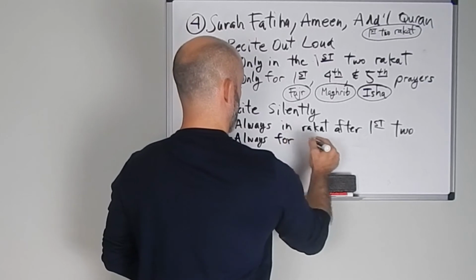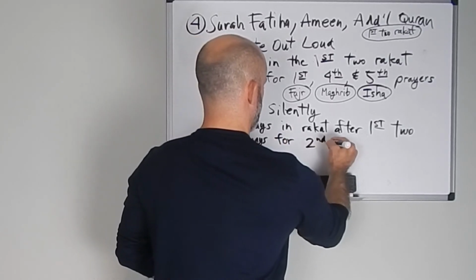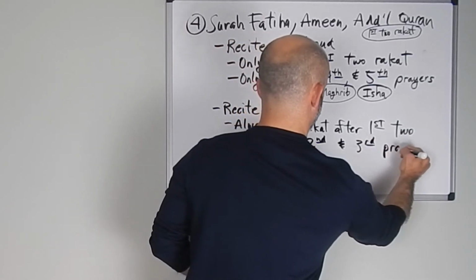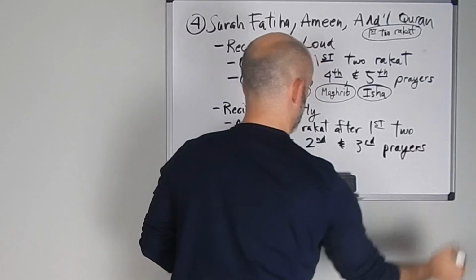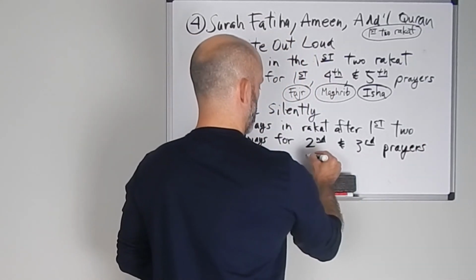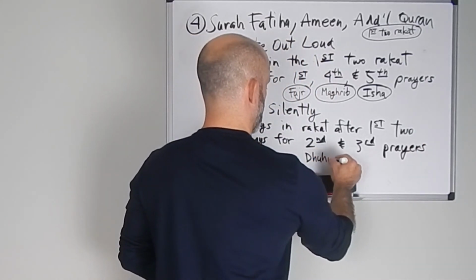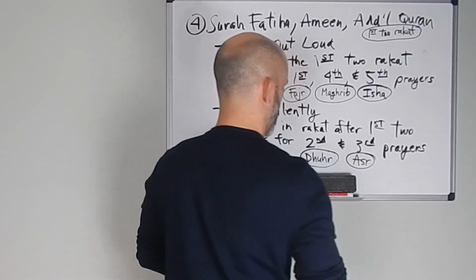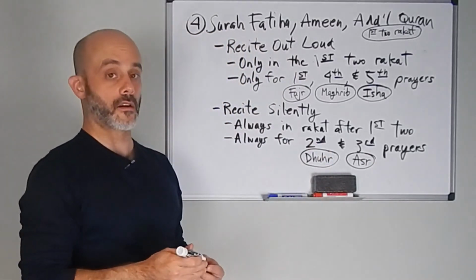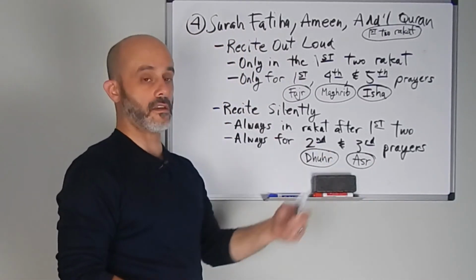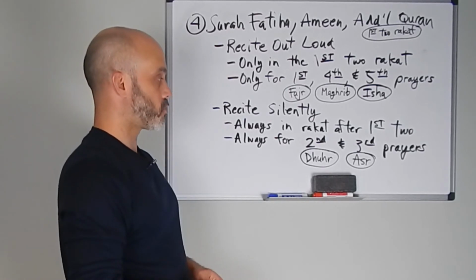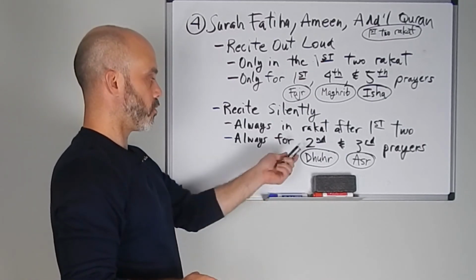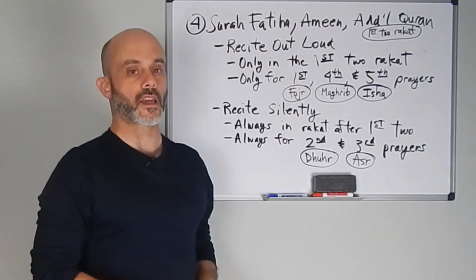for the 2nd and the 3rd prayers. So the 2nd prayer is Dhuhr, and the 3rd prayer is Asr. This is the noon prayer, and Asr is the mid-afternoon prayer. So these are really kind of the 2 middle ones in the middle of the day. For those, this is always recited silently.